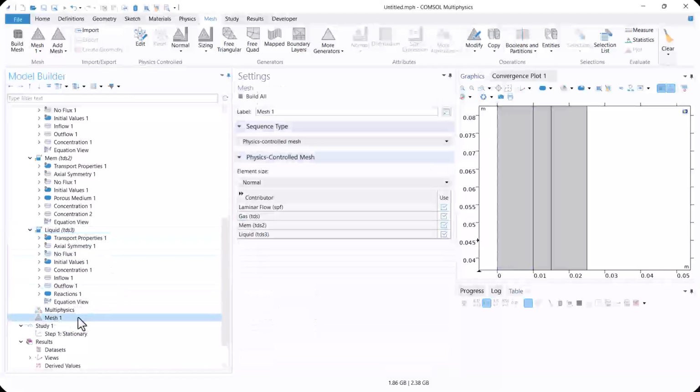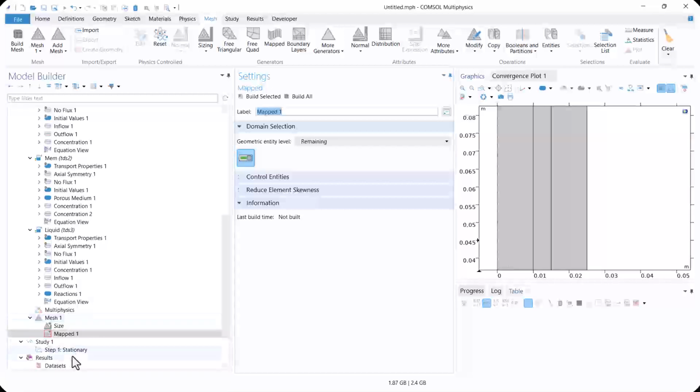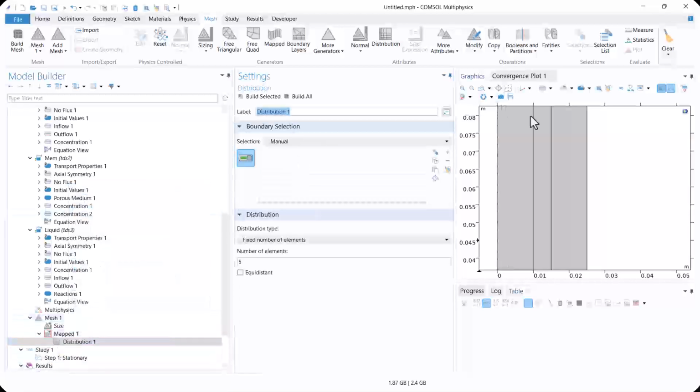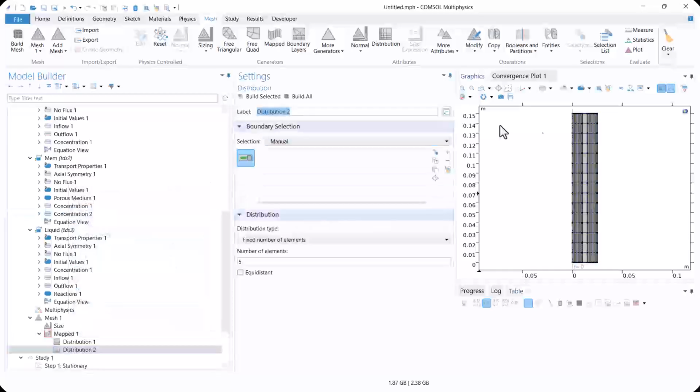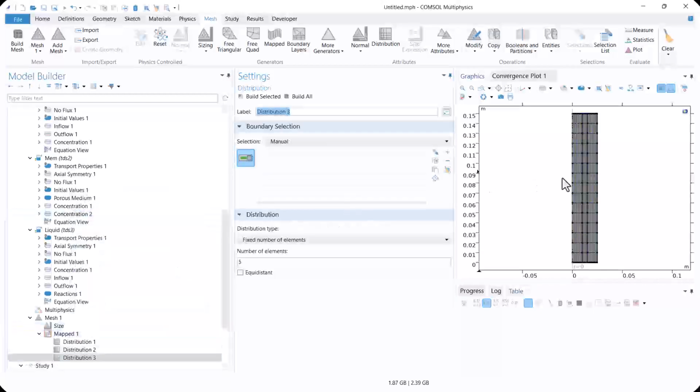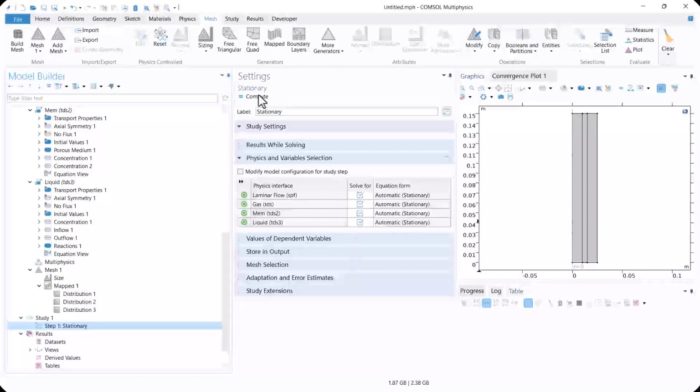Now we click on mesh, and we use map mesh. Here we use distribution. We select this boundary and use 10 elements. Now we select another distribution, here with 5 elements. And finally we select another distribution and use 200 elements. Now click on stationary and compute the model.